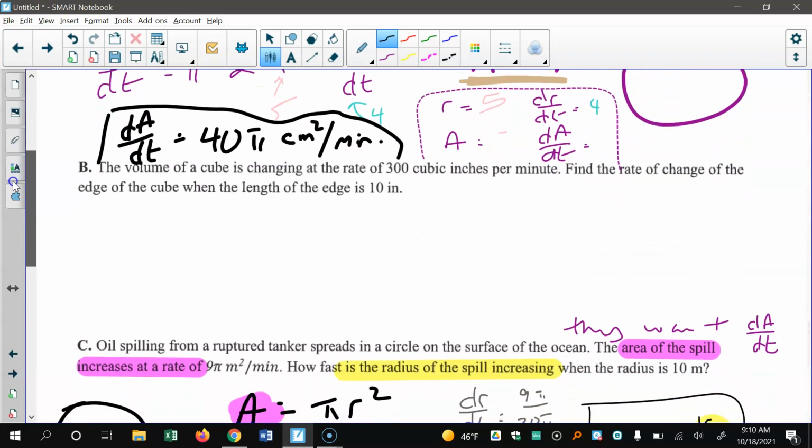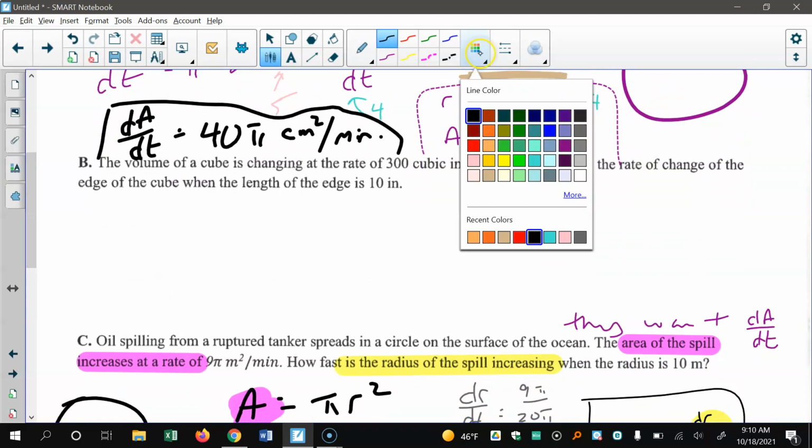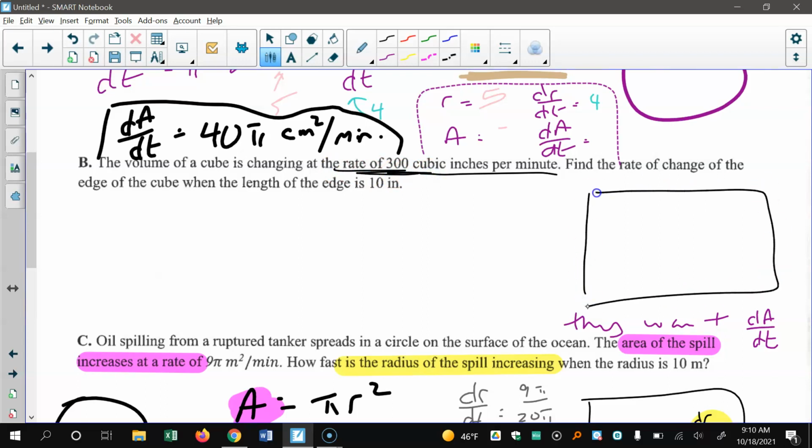The edge of a cube is changing at the rate of 300 cubic inches per minute. I just said that cubic inches per minute is going to be volume, but it's a rate, so that means dV/dt, if I'm just doing my box off to the side, dV/dt is equal to 300. I didn't even read the problem yet.